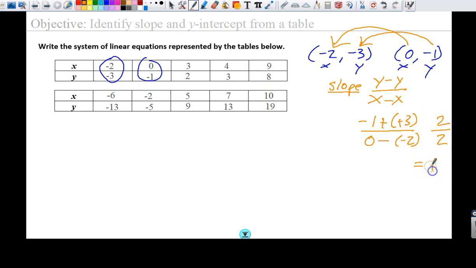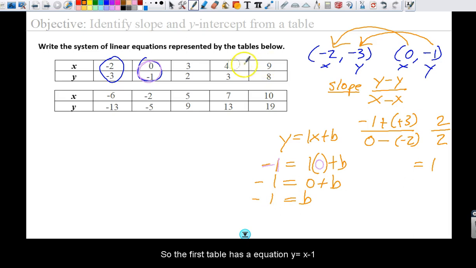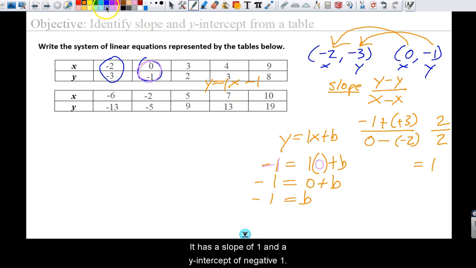The slope is 1. Now, what's the y-intercept? Well, y equals 1x plus b. Let's use a point and plug it in. We'll use the point 0, -1. So -1 is y, and 0 is x. And I have 1 times 0 plus b. So I have 0 plus b equals -1. So b equals -1. So the first table has the equation y equals x minus 1, because it has a slope of 1 and a y-intercept of -1.